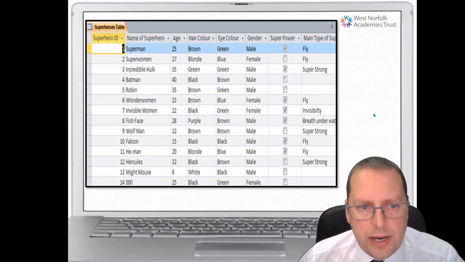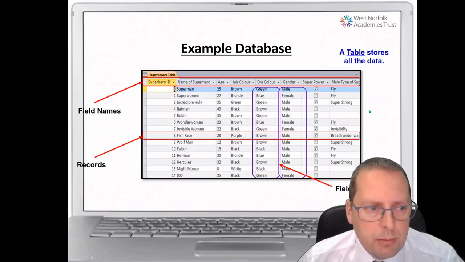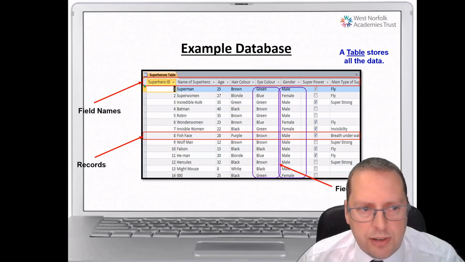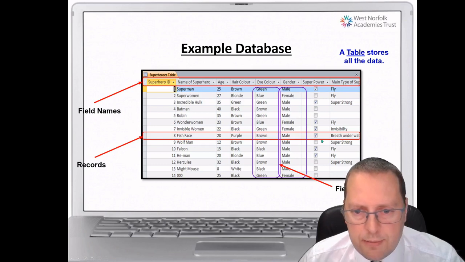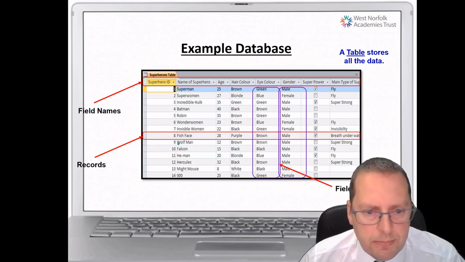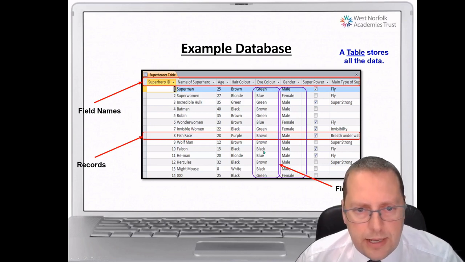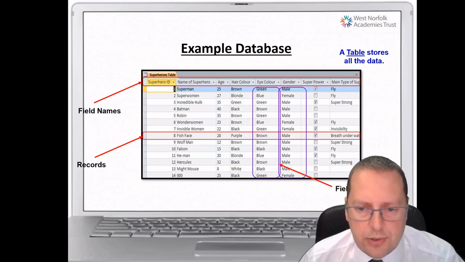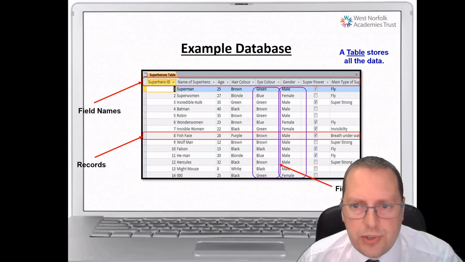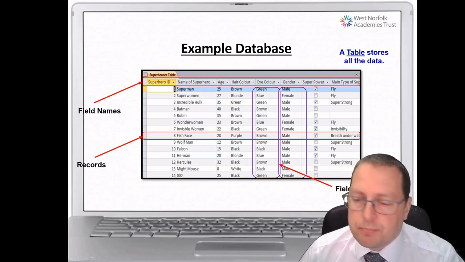So that's what we're going to create, and we're going to show you how to do that in a couple of moments' time. So let's just have a recap. We've got our field names along the top here. We've got a whole record of all the information about one character. We've got fields here going down. So all the information in one field. So we've got a gender field, an eye colour field, a hair colour field and an age field, and so on. So you've just got to get used to this terminology.